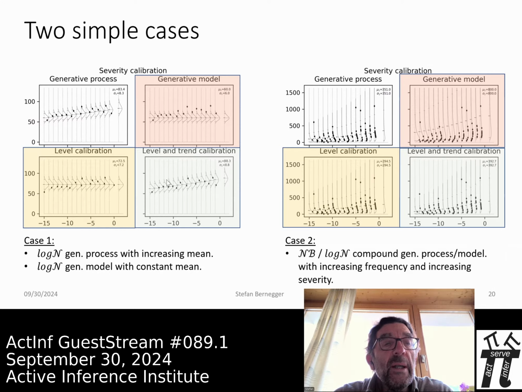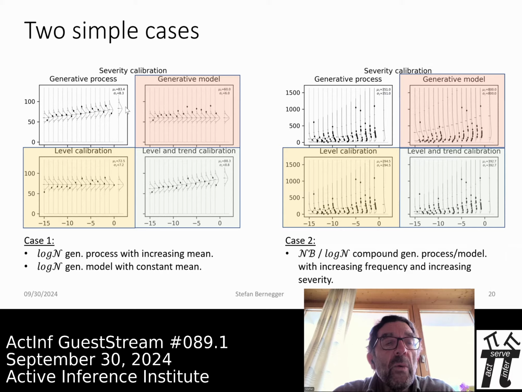First, what I've done here is something very simple. I've used, in this case, not actual claims, but a simulator for the generative process. It's a log normal process, and I assume there is some trend. So I go back through the years, and I have the true probability distribution for each year, which is represented on the vertical axis here. You see the probability here, and I've drawn one random number for each year, which is shown with these small diamonds.